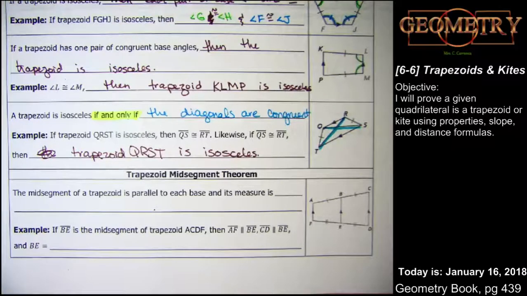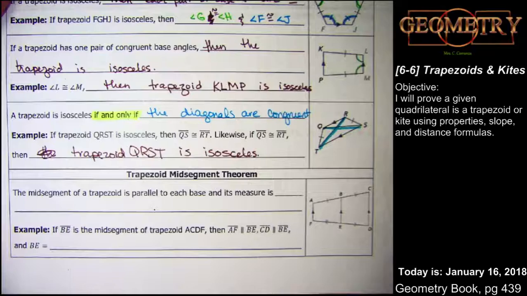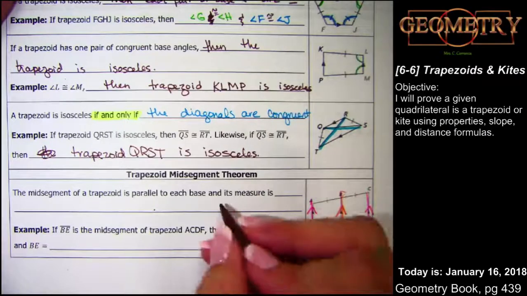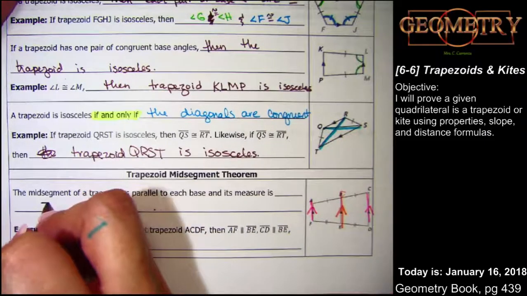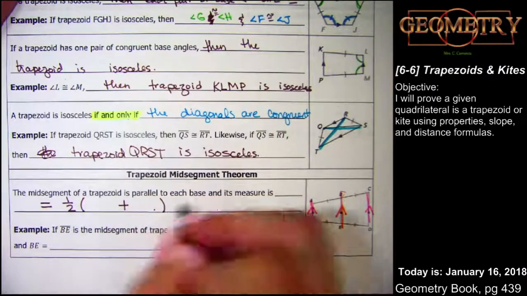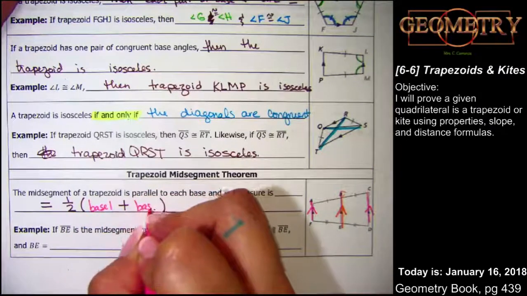Earlier I promised you that we would write the mid-segment median relationship of measurement as a formula. Here it is. The mid-segment of a trapezoid is parallel to each base, base, base, mid-segment median. And its measure is equal to 1/2 the sum of the two bases. Base 1 and base 2.